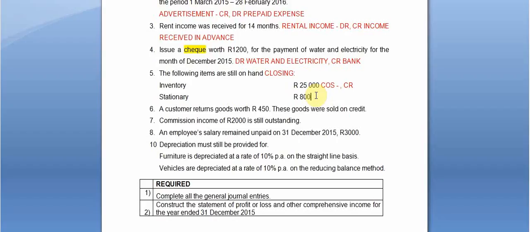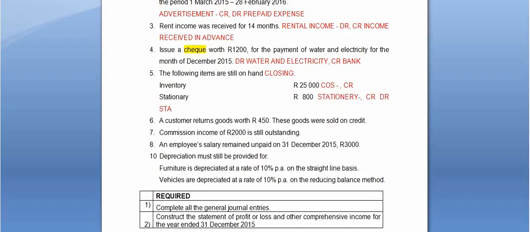Stationery that is still on hand. What will we do there? Well, we have to now make an entry for stationery. So stationery is still on hand. Stationery is the expense account, and for this, the closing entry will cause the expense to be less. So we will have a credit entry in stationery. What will be the debit entry for the stationery? We will create an account called stationery on hand.